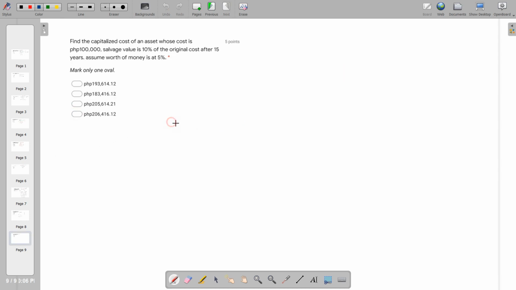Okay? So finally, for this problem on the capitalized cost, find the capitalized cost of an asset whose cost is 100,000 pesos. Salvage value is 10% of the original cost after 15 years. So let us put that into the cash flow. So meron siyang first cost na 100,000. Pwede mo siyang ibenta ng 10% of the original cost after 15 years. So this is after 15 years, ano?